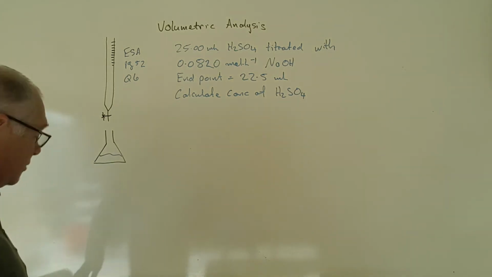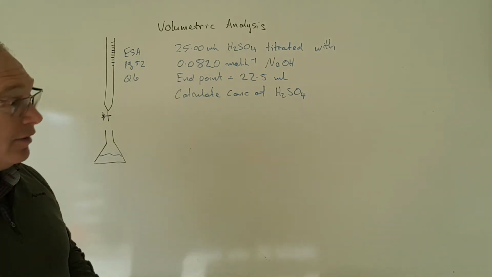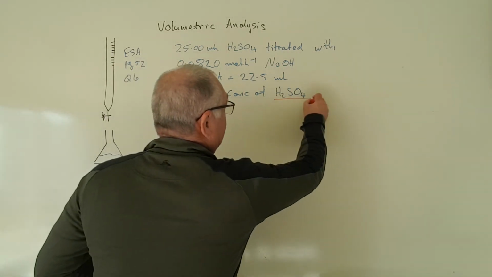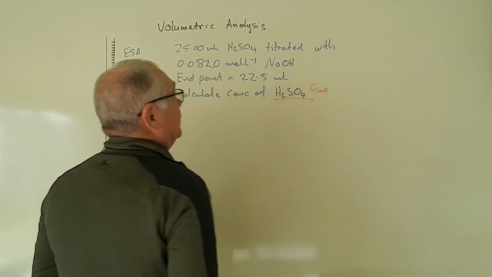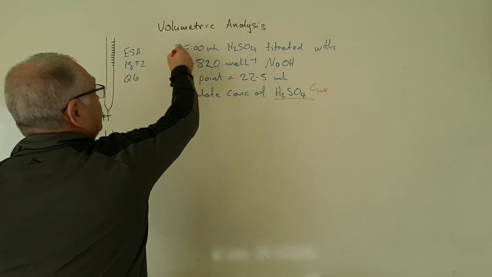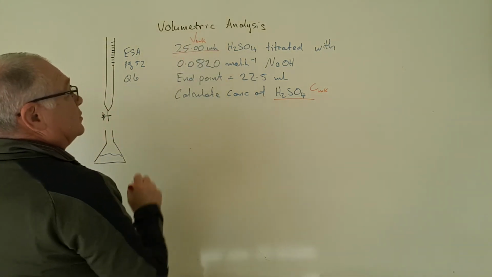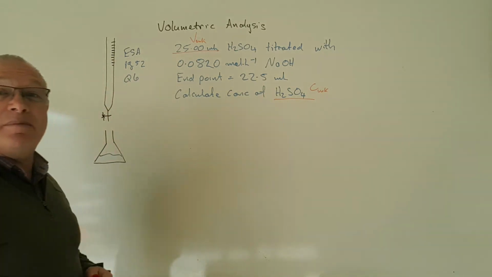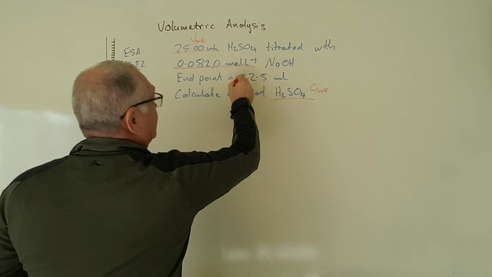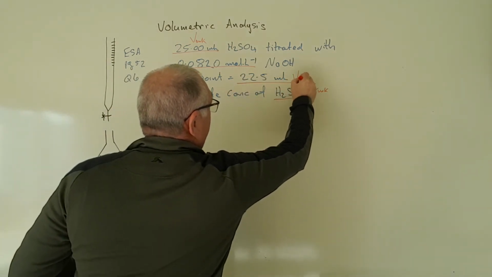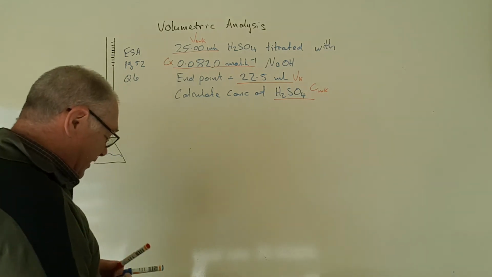So what do we have to find out? We're asked to calculate the concentration of the sulfuric acid. So this is the concentration of the unknown that we want to know. This is the volume of the unknown. So the sodium hydroxide must be the known. So this is the known concentration, and this is the known volume.